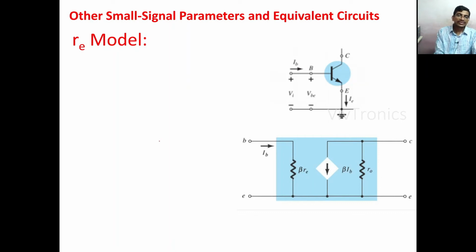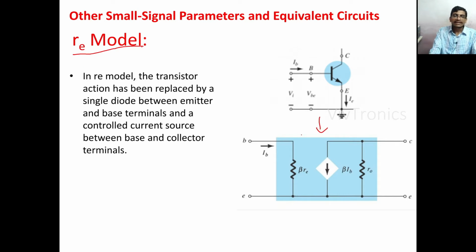Now we are going to see the other small signal parameters and equivalent circuit for the BJT. We have already discussed the hybrid pi parameters in the last class. Now we are going to see the remaining parameters like the RE model. In the RE model, the transistor action can be replaced by a single diode between the emitter and base terminals, and can be controlled by the current source between the base and the collector terminals.